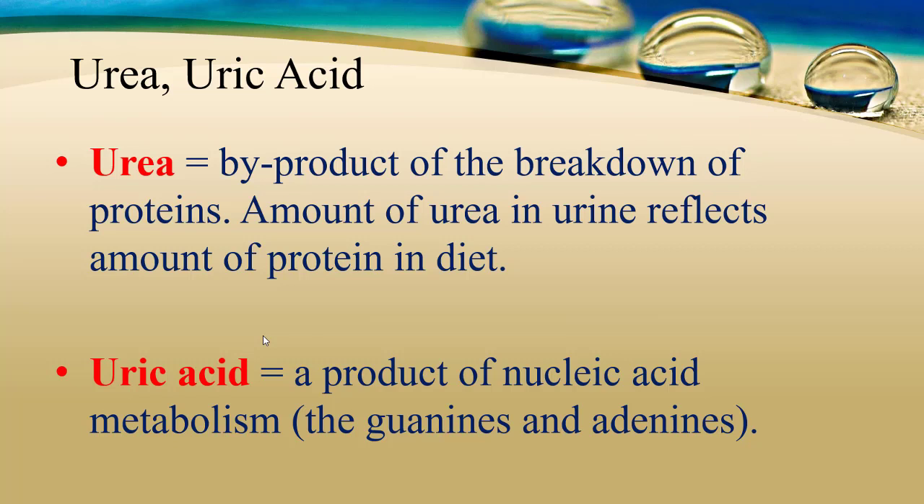We have urea and uric acid. Urea is the byproduct of the breakdown of proteins. So the amount of urea within someone's urine is a reflection of how much protein they have in their diet. Uric acid is a byproduct of nucleic acid breakdown, such as the adenines and guanines, more specifically. Probably the easiest way to keep these two straight: uric acid, acid is in that name. It's like nucleic acid has that word in its name.